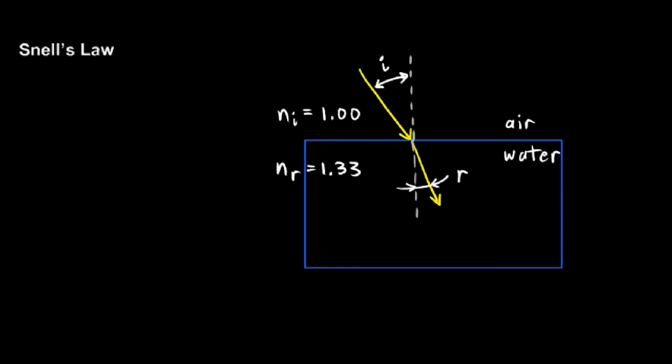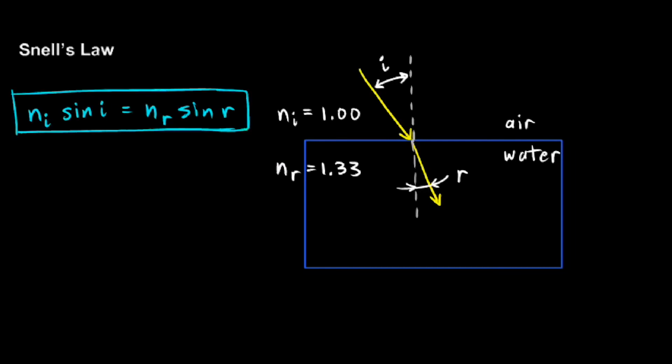He said this: Ni times the sine of i, that's the sine of that angle, equals Nr times the sine of angle r. And that fact is all you need to calculate a refraction. Just remember what the different pieces of that equation are. i is the incident angle, so you have the sine of the incident angle, and r is the refracted angle, so you have the sine of the refracted angle.